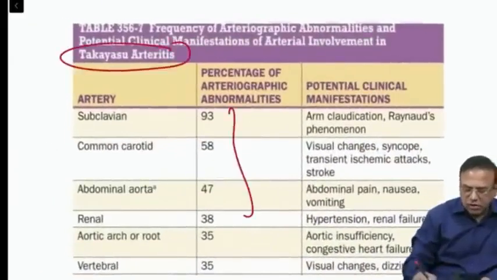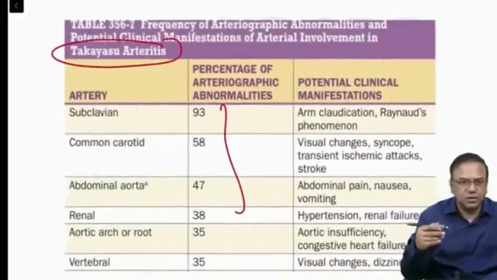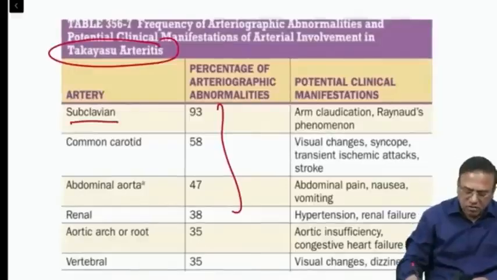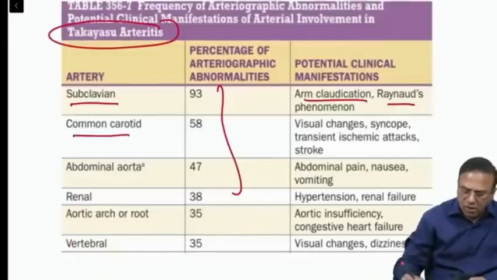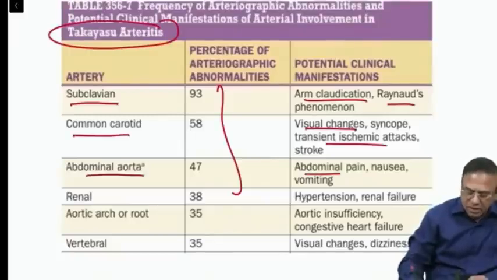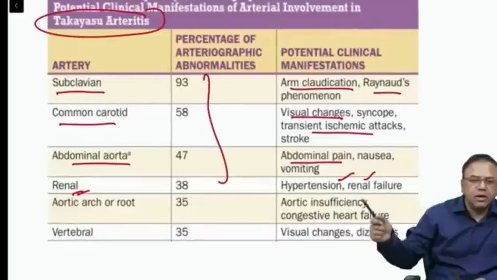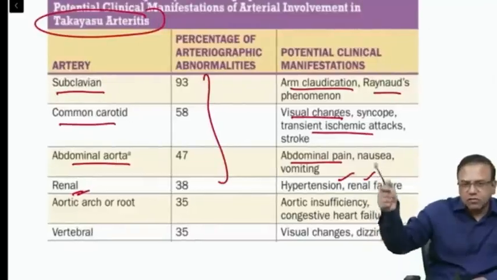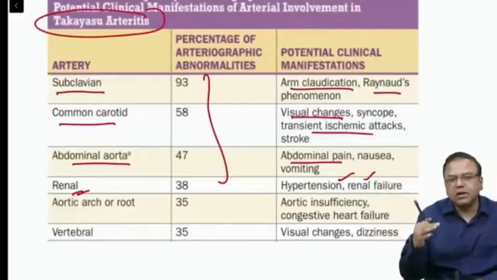If you know the first 3-4 things, you can know how to construct a question. Subclavian is most commonly affected, so the patient comes with arm claudication. Common carotid is commonly involved, so the patient comes with TIA, visual changes. Bowel ischemia can occur in this patient, so abdominal pain. Renal involvement, so hypertension and creatinine will rise. And aortic regurgitation. Usually if you know these 4 or 5, those are the common things that can occur in Takayasu.